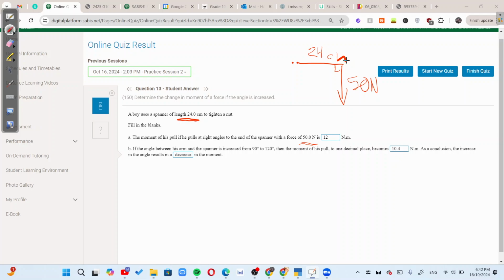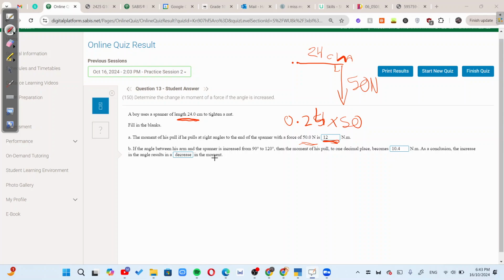So we're gonna make this into meters. So 0.24. I'm convinced it's 25. I don't know why. Times 50. Put it in your calculator. You're gonna get 12.